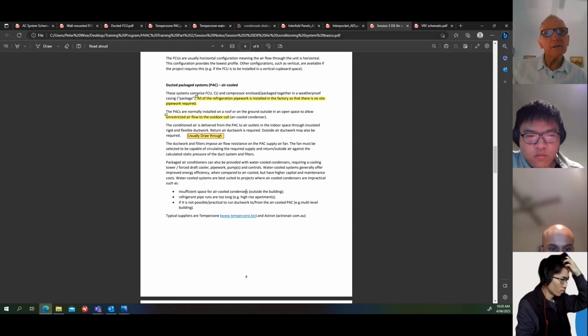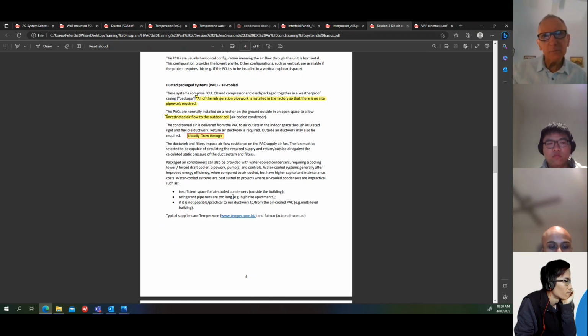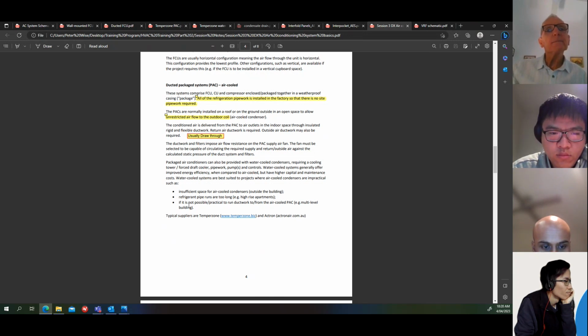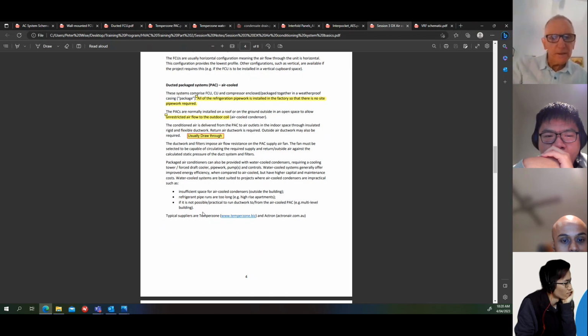If there's insufficient space for the condensers outside, or refrigerant pipes are too long. So in this case, with water-cooled, you're running water pipe, and with a pump, you've sort of got unlimited length of pipe that you can push the water through. Or if it's not possible or practical to run ductwork from the air-cooled package unit through the building. So air-cooled package units are probably more suitable to single-storey buildings, where you can put the equipment on the roof, come down through the roof, and then the ductwork runs through the ceiling space.